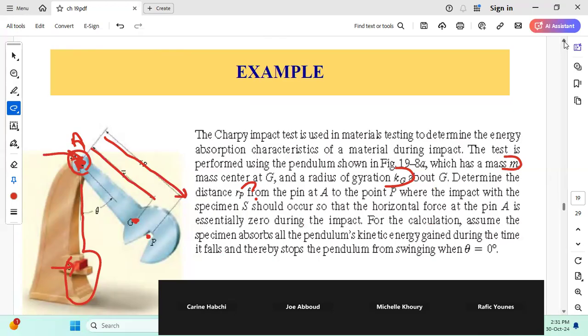But in case you want to calculate omega 1, they give you the initial angle, and you apply conservation of mechanical energy between the initial position and the position just before impact, and you find omega 1. Okay?